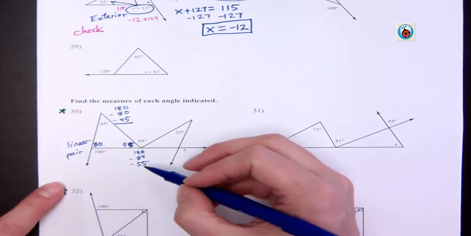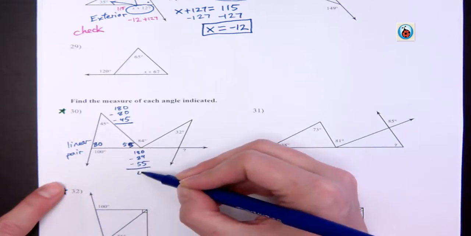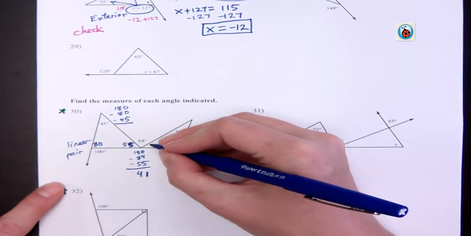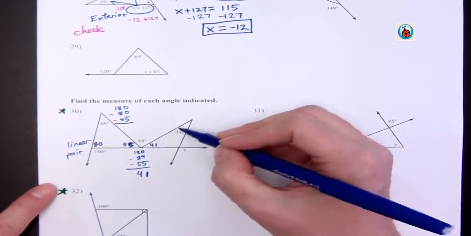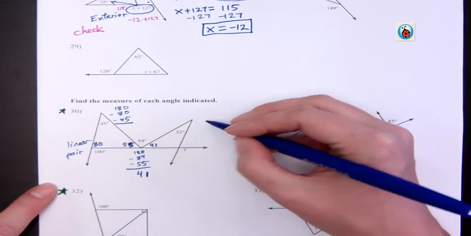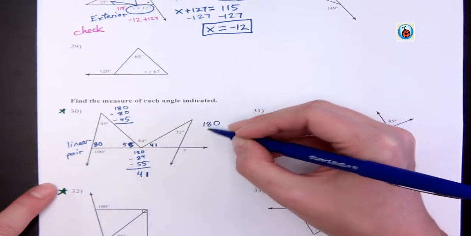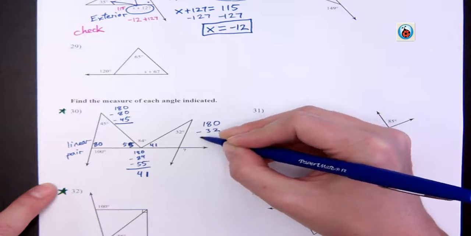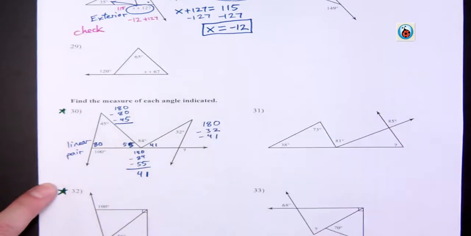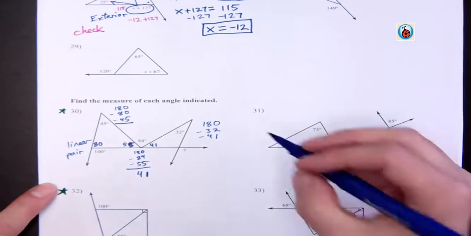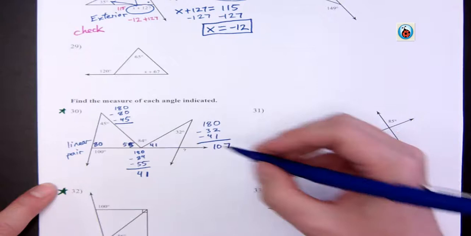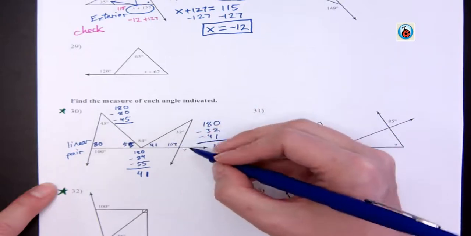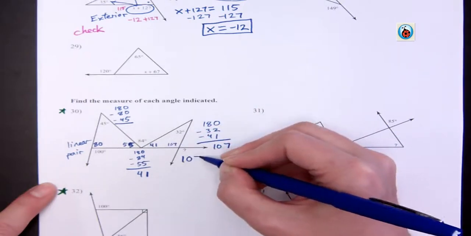And that gives me 41. So this side now is 41. Now I take this triangle here and do 180 minus 32 minus 41 to get 107. And then vertical angles are the same, so my answer is 107.